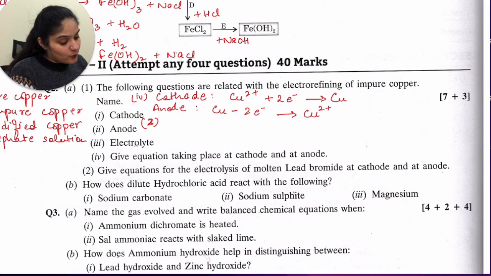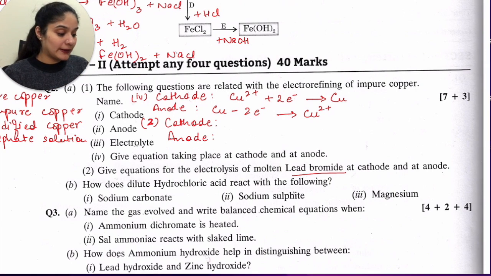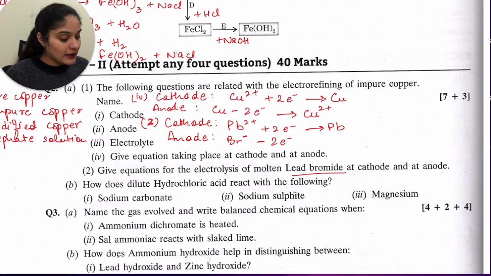Equations for lead bromide. So first I'll write for cathode, then I will write for anode. For the cathode, what would happen? Lead bromide, so you'll have lead. Pb2+ plus 2 electrons will give me Pb. You'll get lead. Now it says bromide, so at the anode something with bromine happens. That will give you Br minus, an ion. That will lose electrons and give you Br, nascent Br.